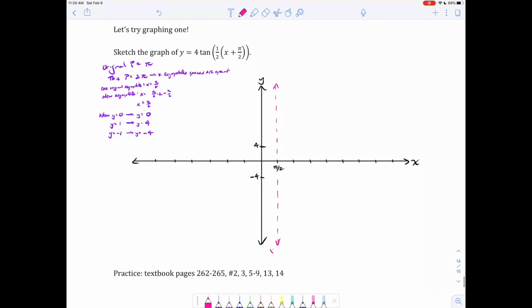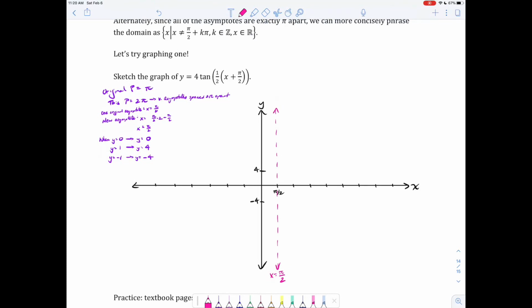So this is x equals pi over 2. Where's my next asymptote? Well, they are all spaced 2 pi apart. So that would be, this is 1, 2, 3, 4 pi over 2s. So this is where my next asymptote will actually be.